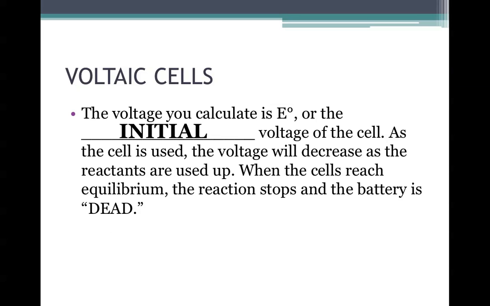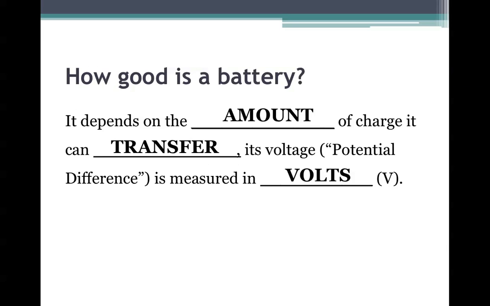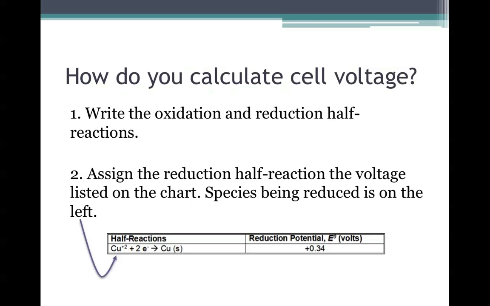Now, the voltage you calculate is going to be the initial voltage of the cell. As the cell is used, the voltage will decrease as the reactants are used up. When the cell reaches equilibrium, the reactions stop, and we say the battery is dead, and that's when your device stops working and you have to change out the batteries. Now, how good is a battery? This depends on the amount of charge it can transfer. Its voltage, which is considered the potential difference, is measured in volts.